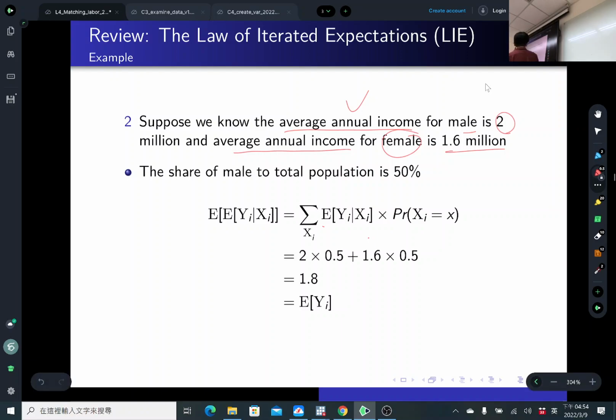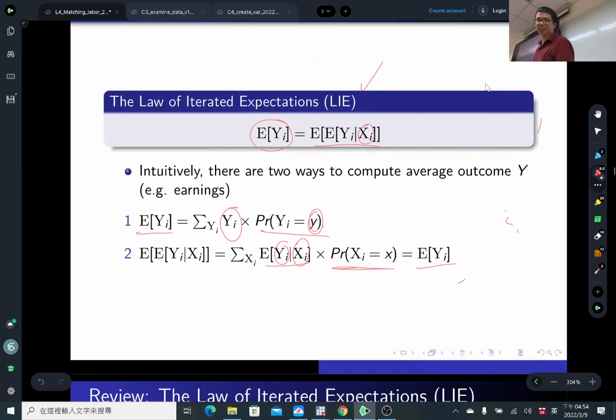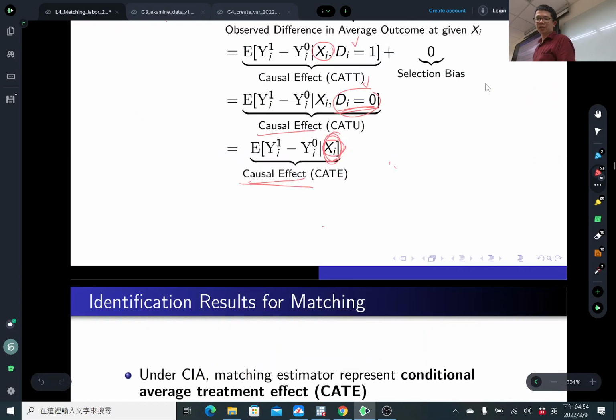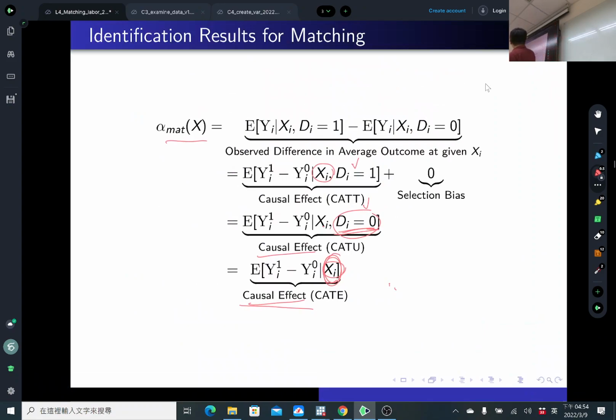And take the times the share of male and female. And you can also get the average earning in Taiwan. Okay, so that's exactly the same thing we want to do. We first calculate the causal effect for some subgroup, for male, because we compare the treatment group and control group, they are all male, all female, and their difference. And based on the thing we just said before, it gives us causal effect.